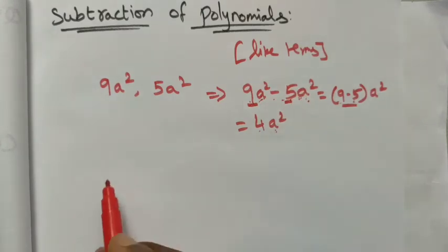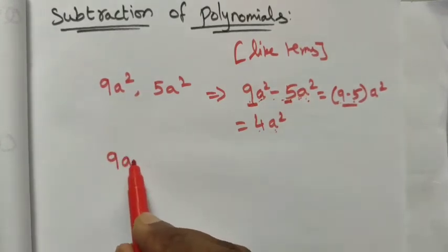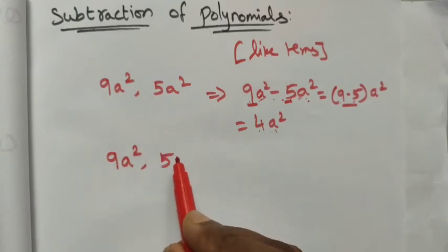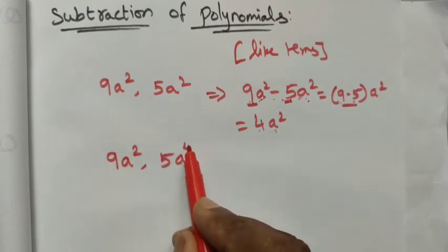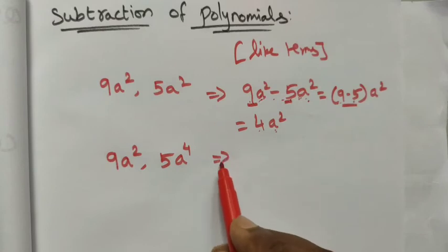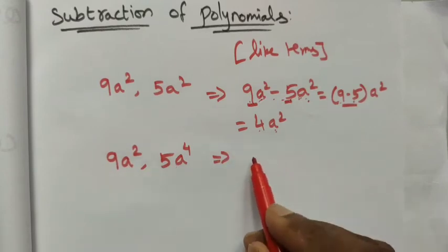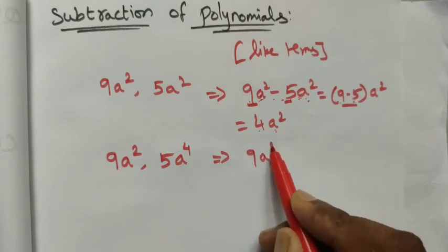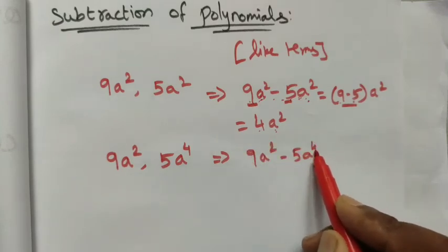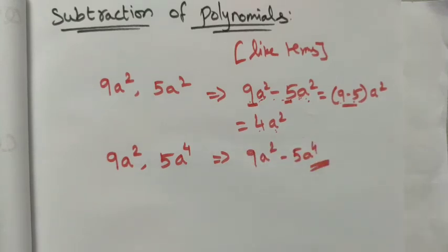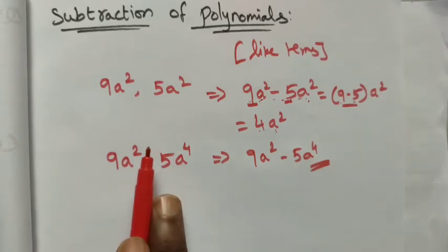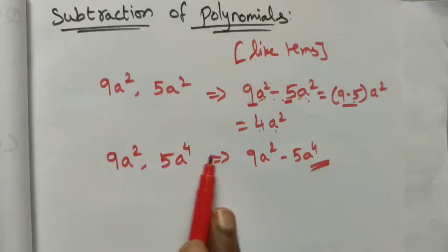For unlike terms, suppose this is 9a square, this is 5a power 4. See that the variables have different powers, so we cannot subtract them. So 9a square minus 5a power 4 is the answer. Just like that, these are unlike terms. The variables are the same, but the powers are different, so it is not possible to add or subtract, right?